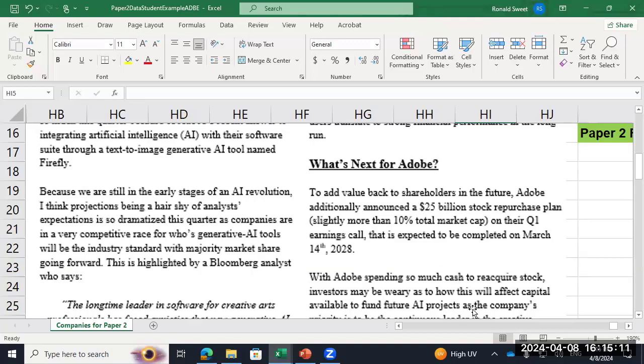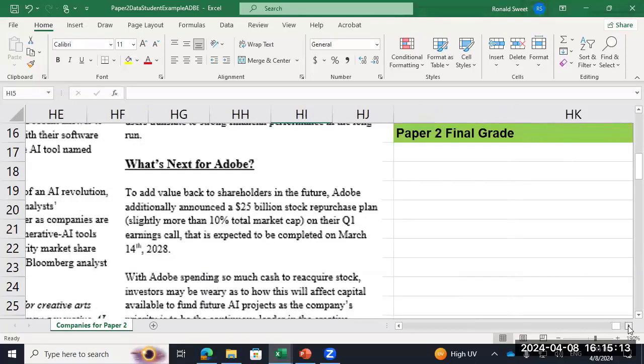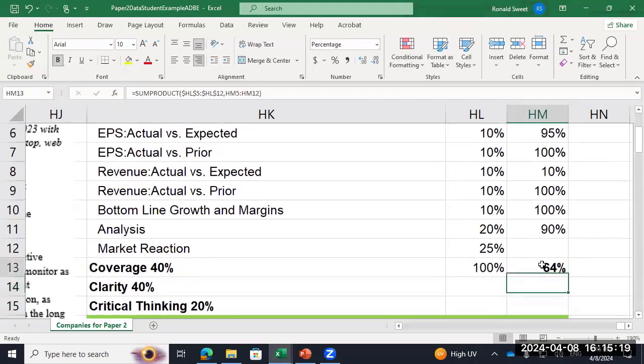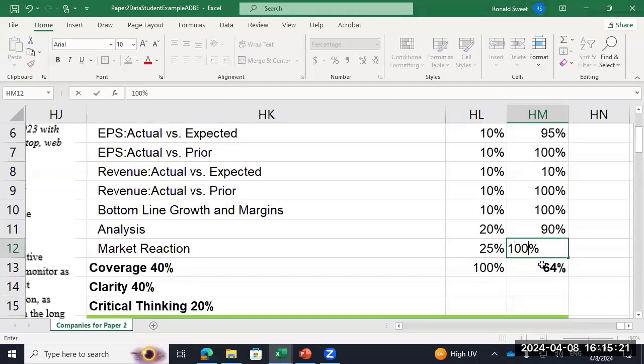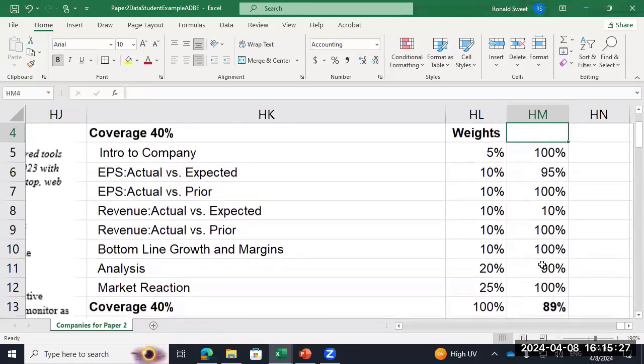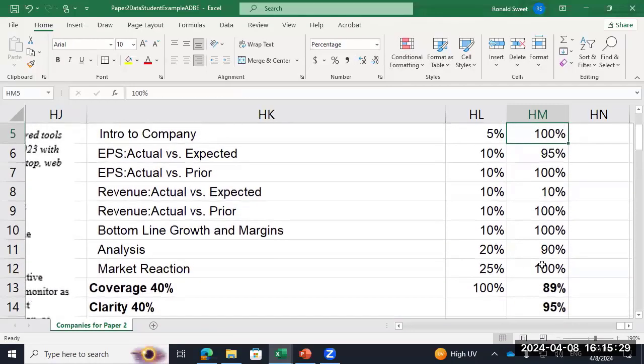So I'm not going to go into detail on his. I can't read it word for word in here. But I probably would want a little bit more on the actual report here. The market reaction, it looks like he did a good job there. So it looks like a strong paper. That's probably not the grade he's going to get, because I'm going to read it more carefully. But it looks like he covered everything. All right, all the pieces are there.